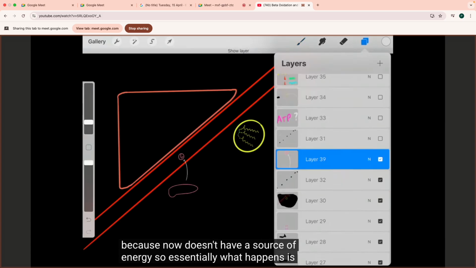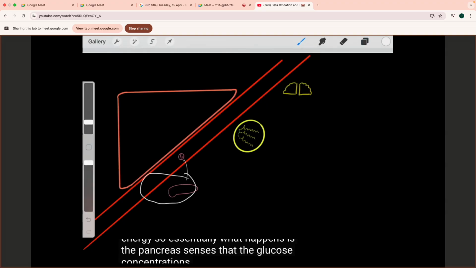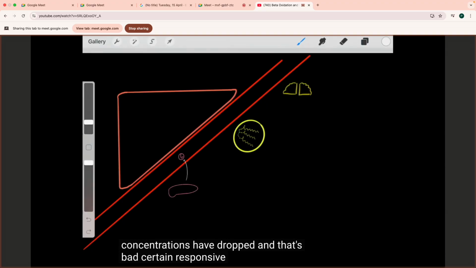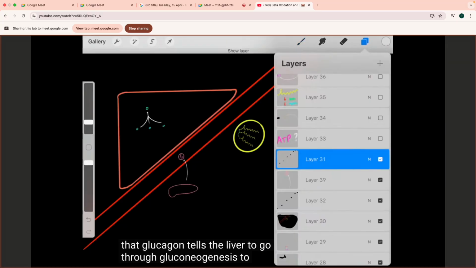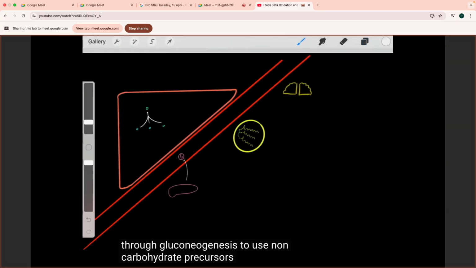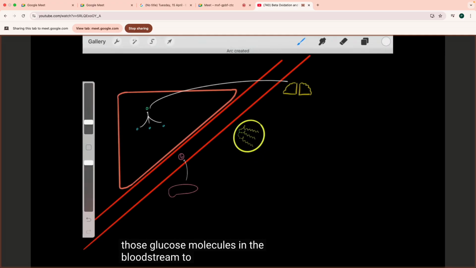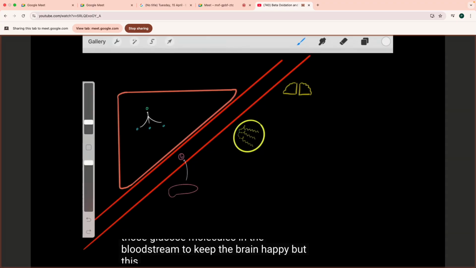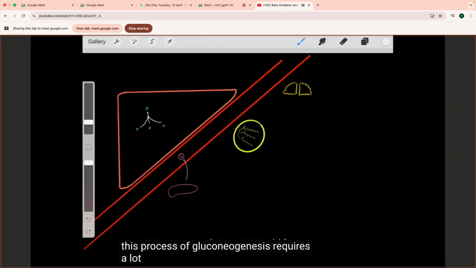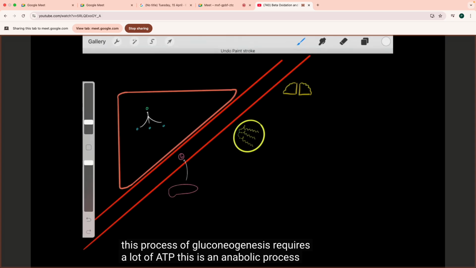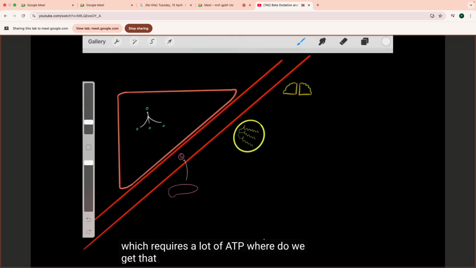So essentially what happens is the pancreas senses that the glucose concentrations have dropped, and that's bad. So in response, it releases glucagon. That glucagon tells the liver to go through gluconeogenesis, to use non-carbohydrate precursors as a source of carbons to create glucose molecules, so now we can dump those glucose molecules in the bloodstream to keep the brain happy. But this process of gluconeogenesis requires a lot of ATP. This is an anabolic process which requires a lot of ATP. Where do we get that ATP?